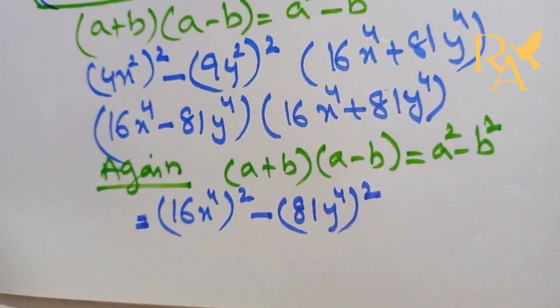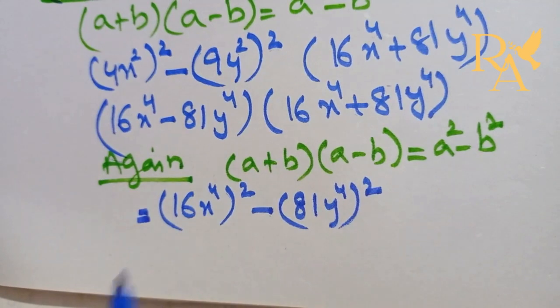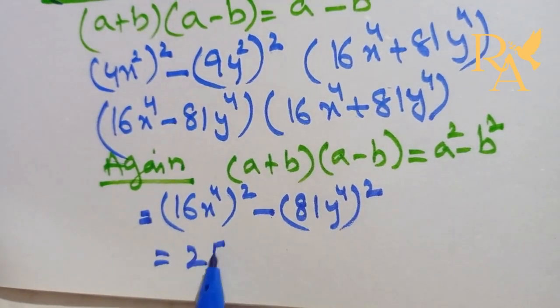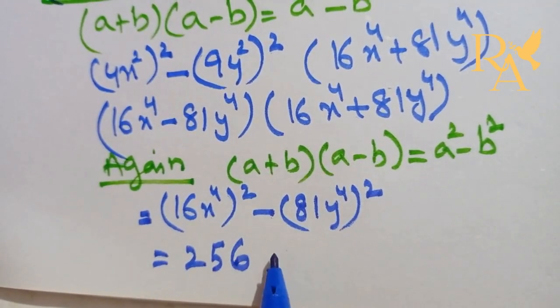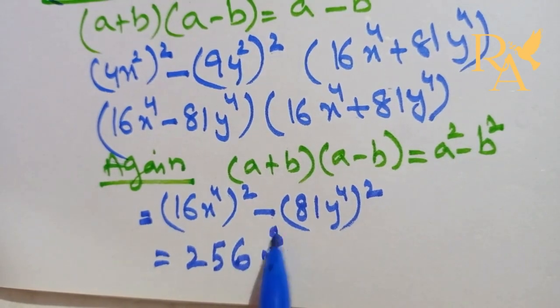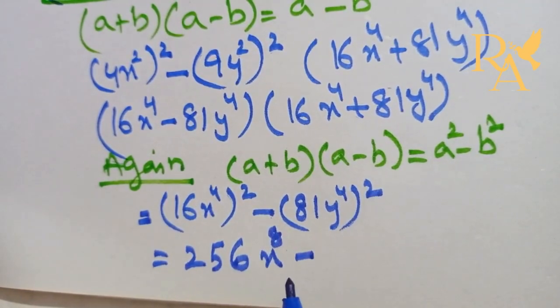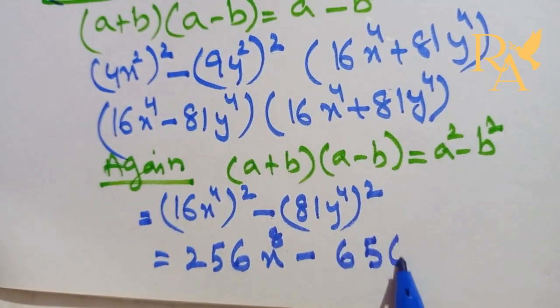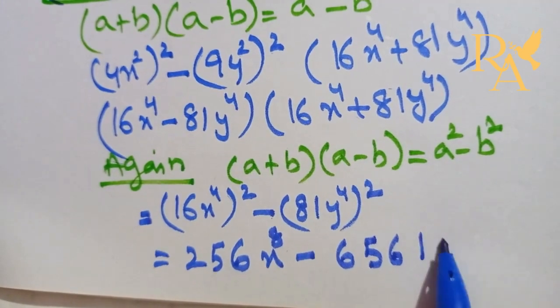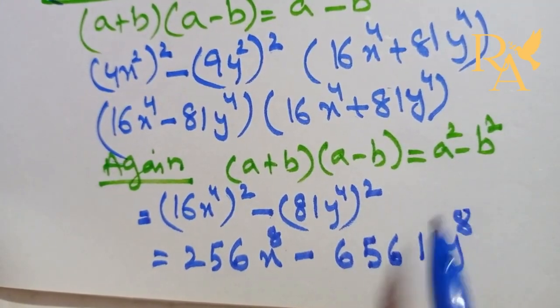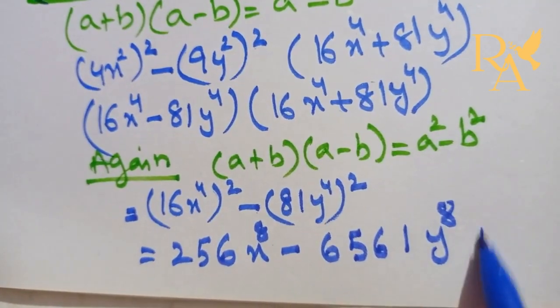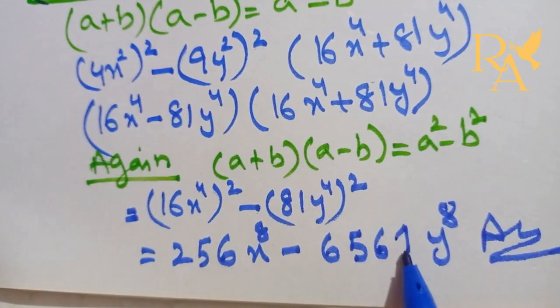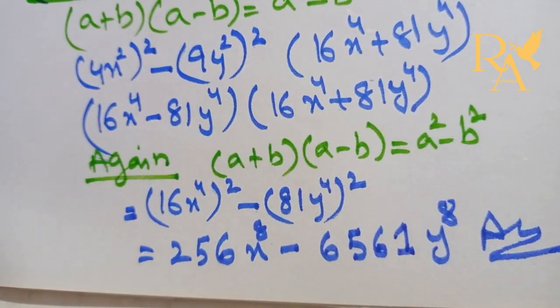Now 16 squared is 256, x to the power 4 times 2 is 8, minus 81 squared is 6561, y to the power 4 times 2 is 8. This is the required answer of the given equation.